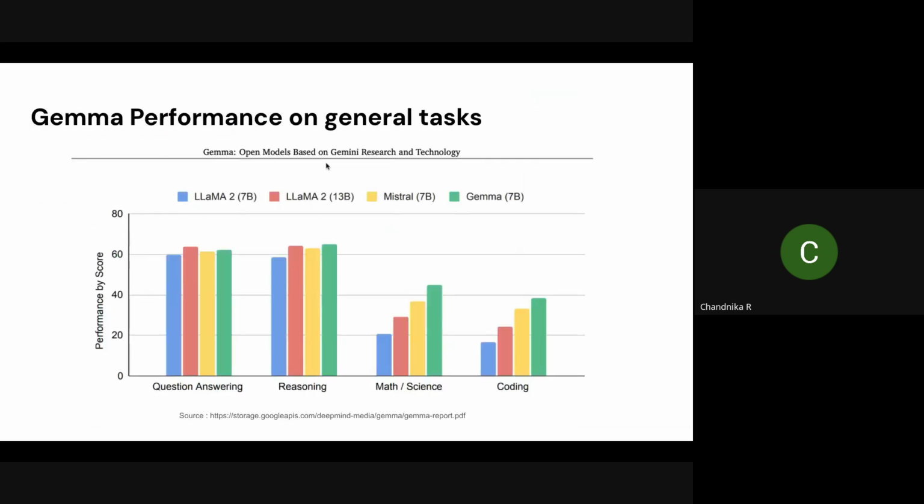So summarizing all of these, in the original Gemma paper, they have released this comparison. They have taken Llama 2 7B and 13B with Mistral 7B and Gemma 7B. So Gemma is in green. If we compare the results, Gemma is outperforming in math, science, and coding, and it is almost equivalent or a little higher than Mistral in question answering and reasoning.